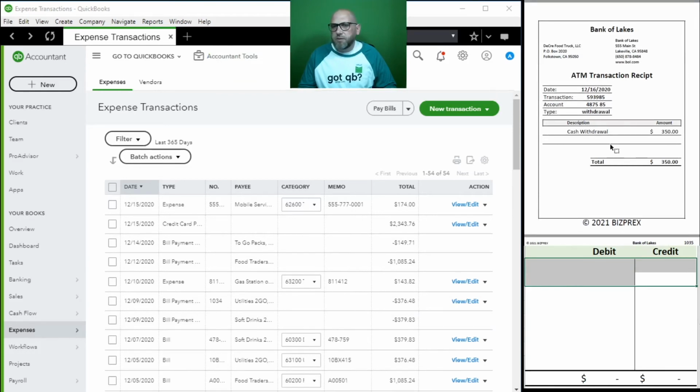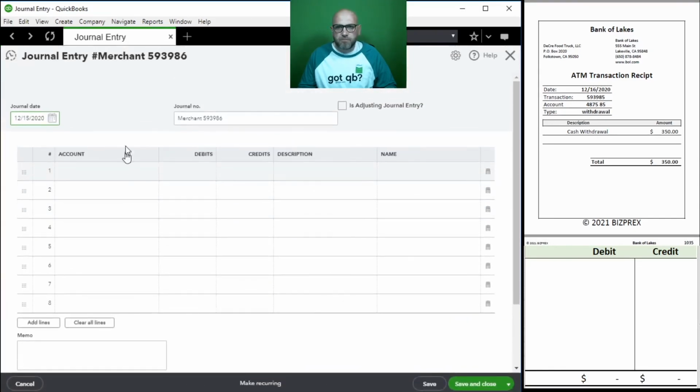Okay, then we have an ATM withdrawal, right? So we're taking money out of our business essentially. Again, there are multiple ways to do those withdrawals. One of the ways we can do it is, you know, through general journal entries, right? So let's make sure we always remember to use those.